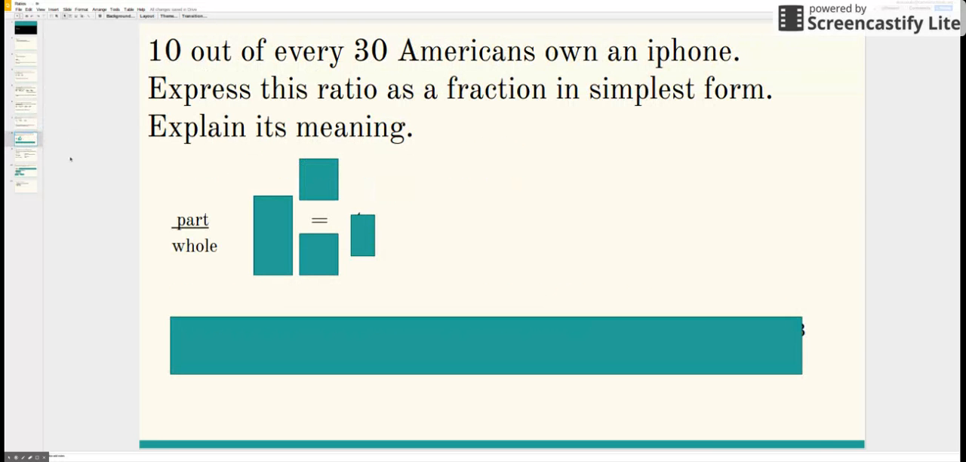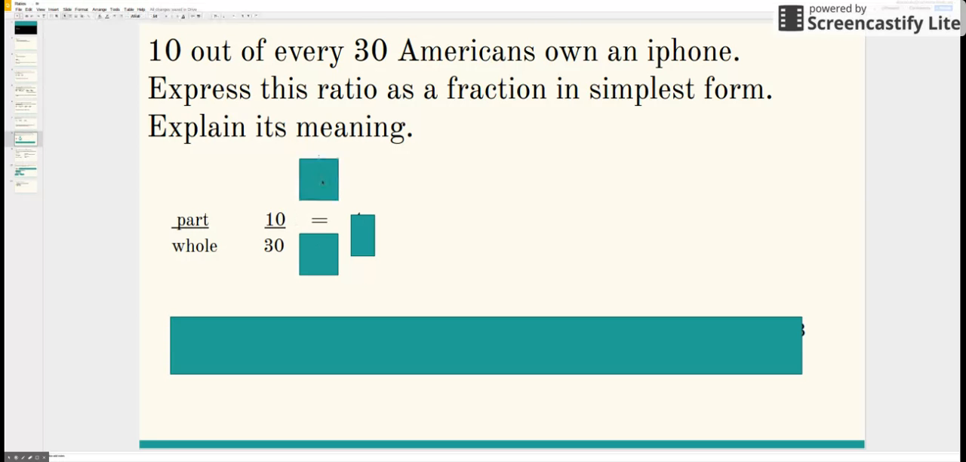10 out of every 30 Americans own an iPhone. Express this ratio as a fraction in simplest form and explain its meaning. So 10 out of 30 Americans. This looks like this is a part to whole, right? So let's write this down. 10 out of 30. Now we need to simplify it.